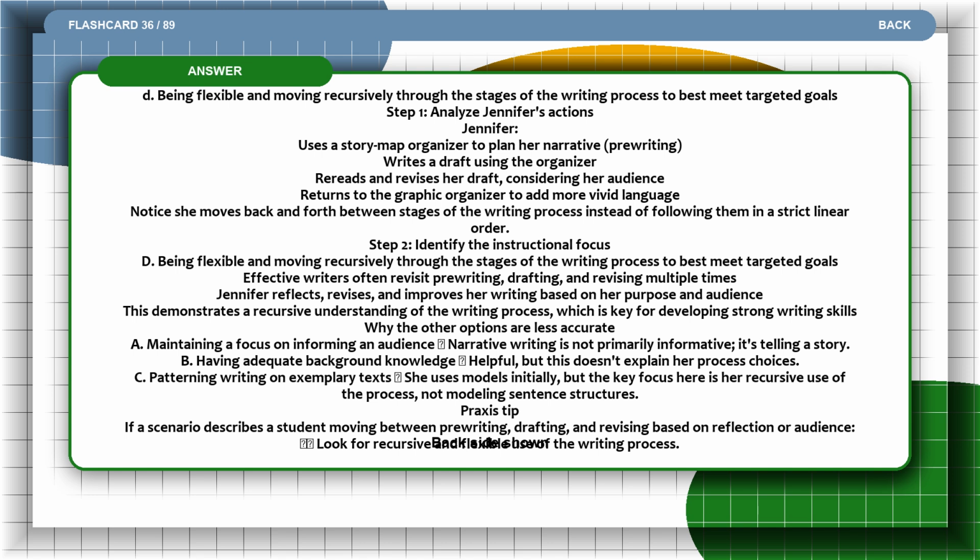Why the other options are less accurate. A. Maintaining a focus on informing an audience. Right arrow, narrative writing is not primarily informative, it's telling a story. B. Having adequate background knowledge. Right arrow, helpful, but this doesn't explain her process choices. C. Patterning writing on exemplary texts. Right arrow, she uses models initially, but the key focus here is her recursive use of the process, not modeling sentence structures.